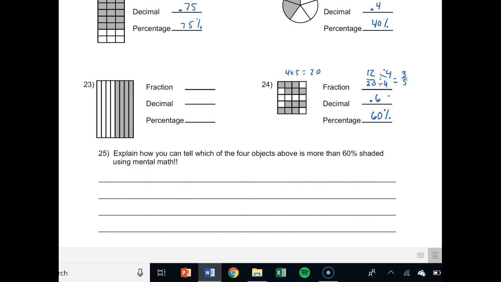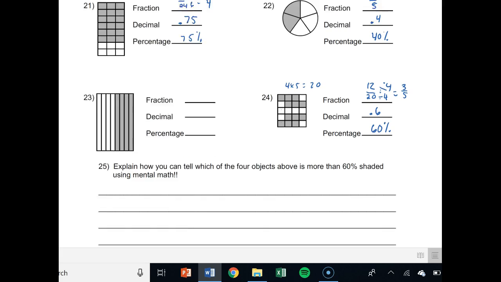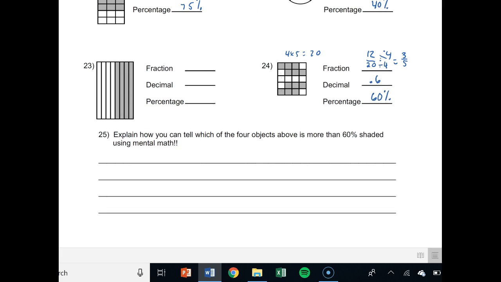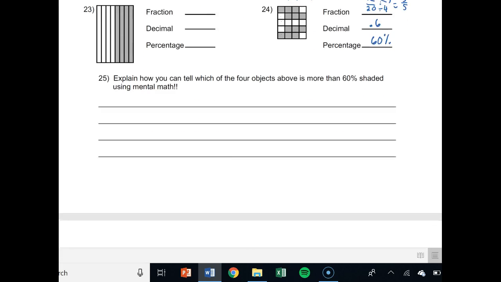All right. Explain how you can tell which of the 4 objects is more than 60% shaded using mental math. So of these 4 objects, 21, 22, 23, and 24, which one is more than 60% shaded? Obviously, we kind of already figured that out, but explain how you could tell me using mental math.